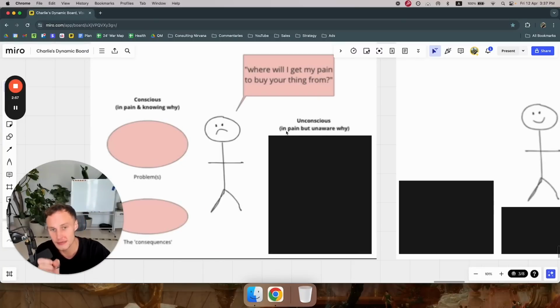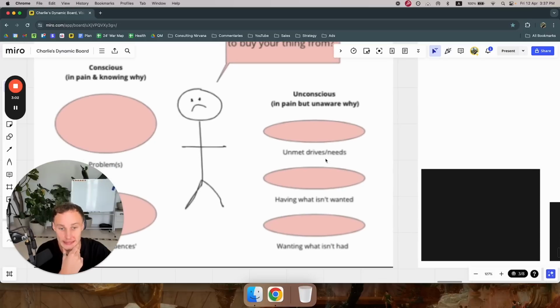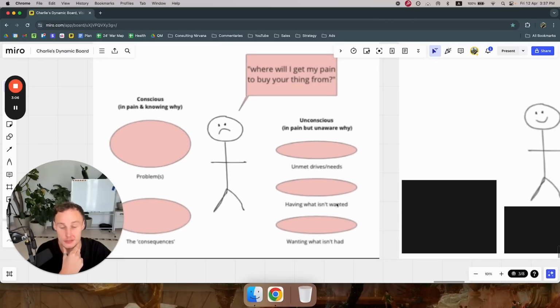And this is where people are in pain, but they're unaware why. So what are these reasons? Well, if they have unmet needs or drives, they have what they don't want, and they want what they don't have. And so these are the unconscious pains. The people aren't aware that they're in pain and they hurt, but they don't quite know why.